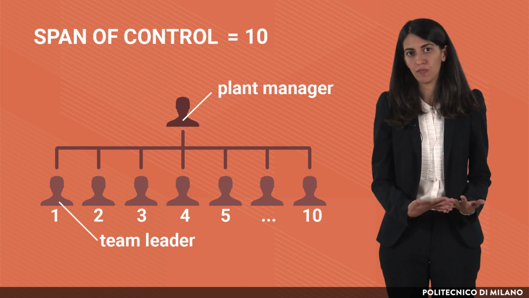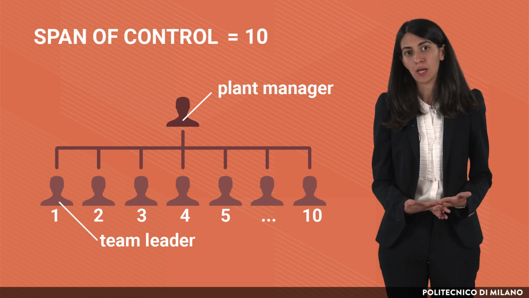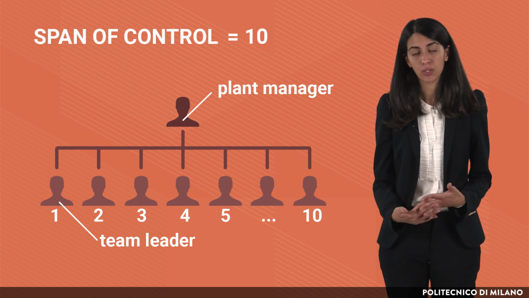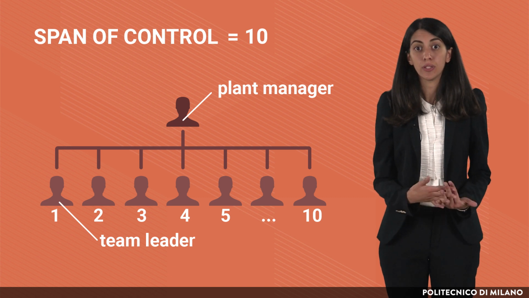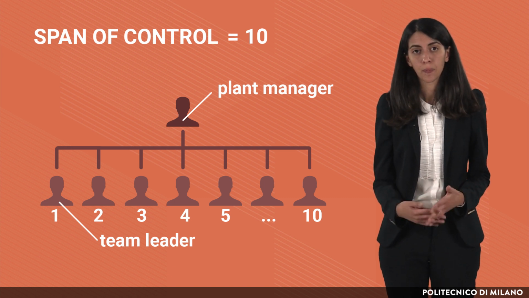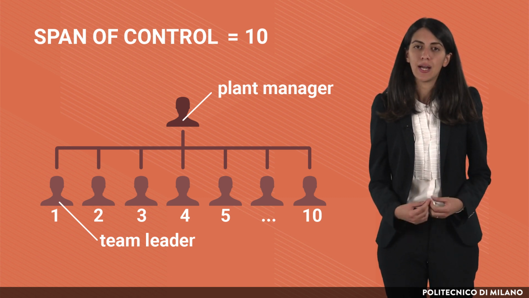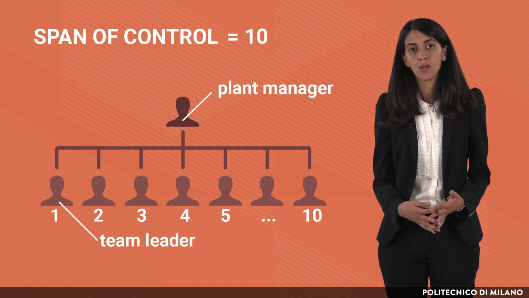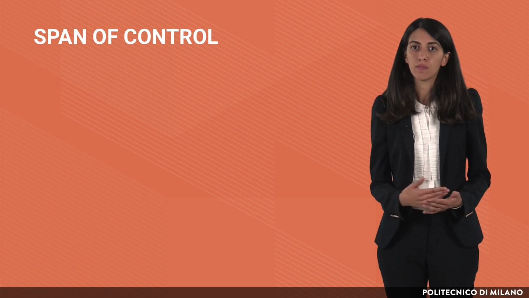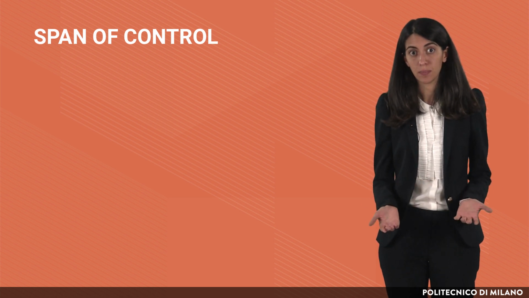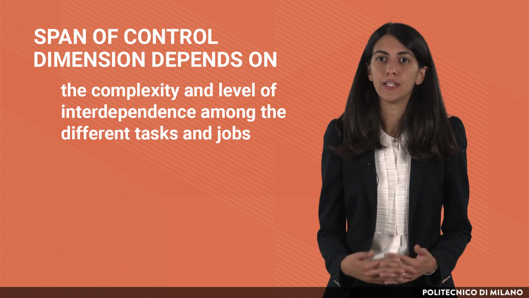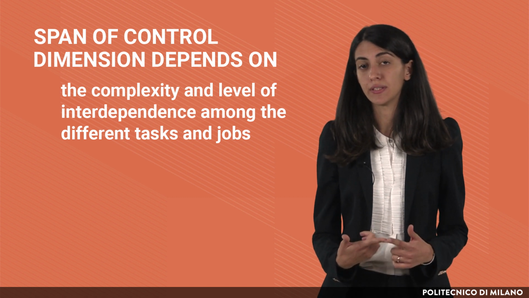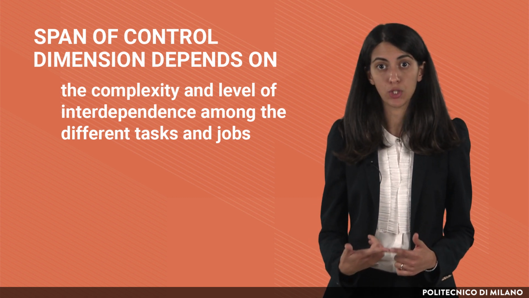The more people to supervise you have, the more complex the set of relationships you have to manage, and consequently the coordination becomes more difficult. But it is important to underline that there is no one ideal number of people to supervise. The adequate dimension of span of control depends on different aspects. First, the complexity and the level of interdependence among different tasks and jobs.